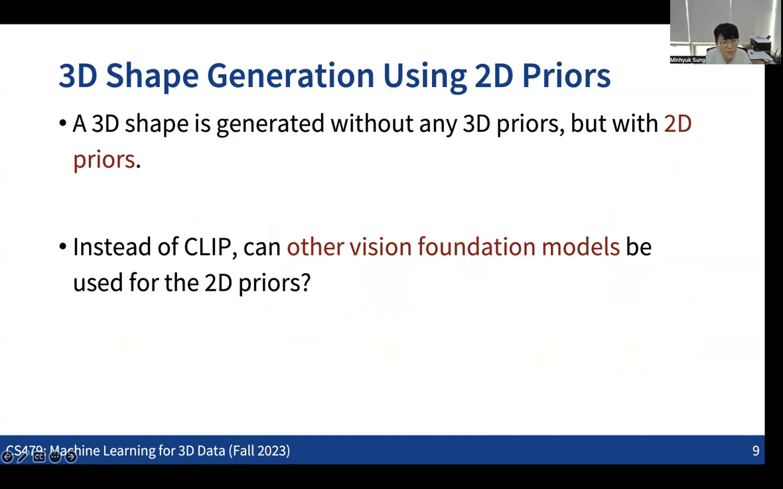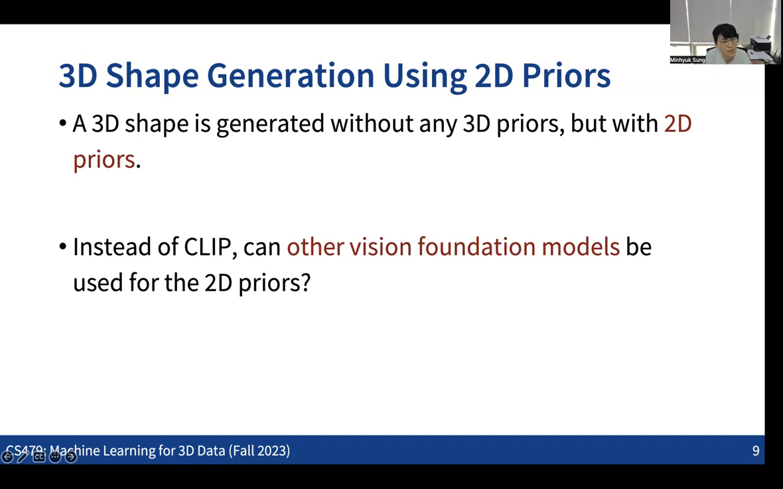But these are also all cases where we are using 2D priors, in terms of what would be realistic images corresponding to a given text prompt. So by leveraging information about what realistic images we are going to see for a given text prompt, can we do 3D generation? This is the topic that we are going to discuss from this week.